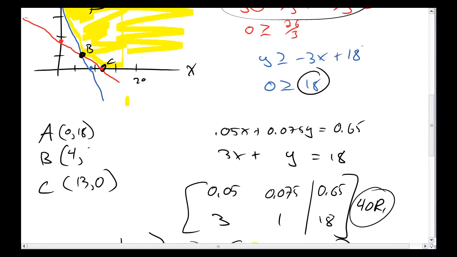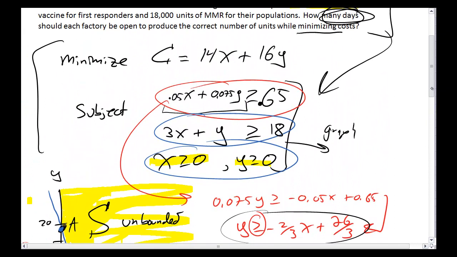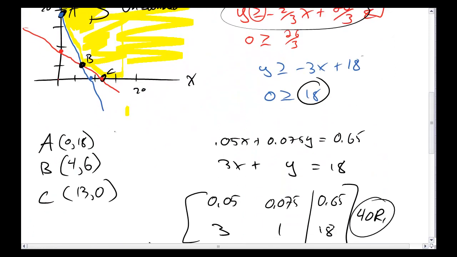X equals 4 and y equals 6. Now I've got my 3 points. These are the only 3 corners I have. Remember, our theorem tells us that my cost equation is going to be solved on one of those corners, and my cost equation being 14 times x plus 16 times y. So here are my costs. When I plug in 0 for x, I get nothing. When I have 16 times 18, that gives me 288.